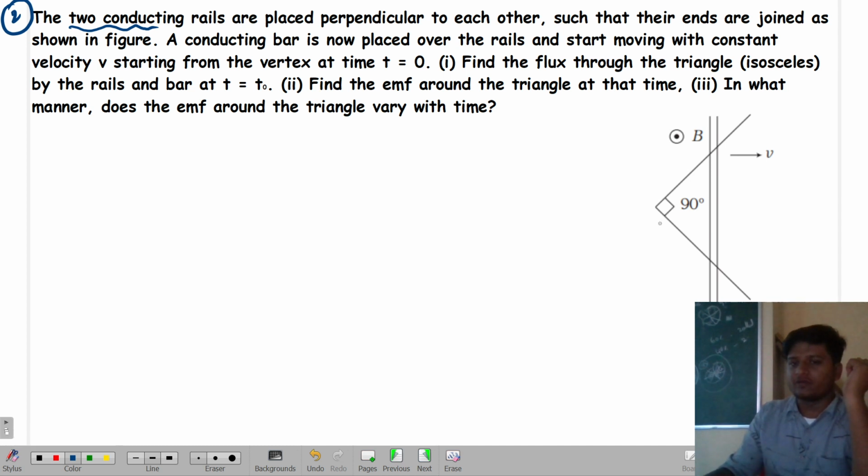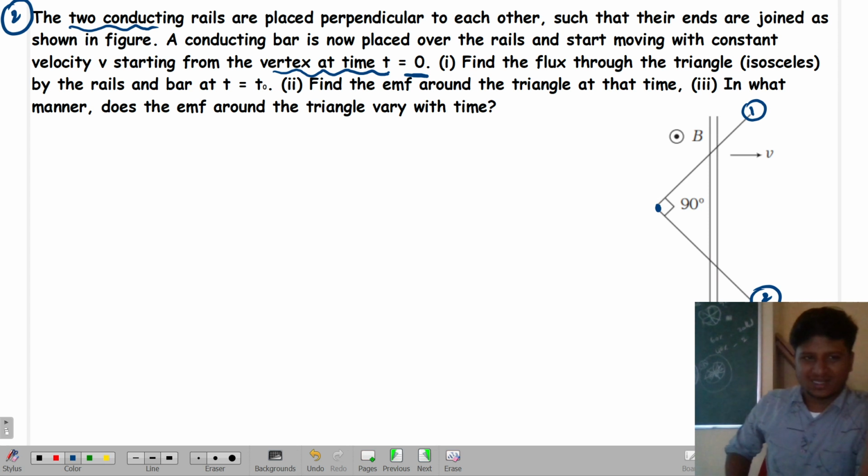Okay, so this is my rod 1, this is rod 2. And we have the conducting bar over here which is moving with velocity v. This particular rod starts at t equal to 0 from this vertex itself. Got it or not? Find the flux through the triangle formed by the rails after time t naught. Find the EMF produced in that triangle at that time. And in what manner does the EMF around the triangle vary with time? Three questions. Do it fast.